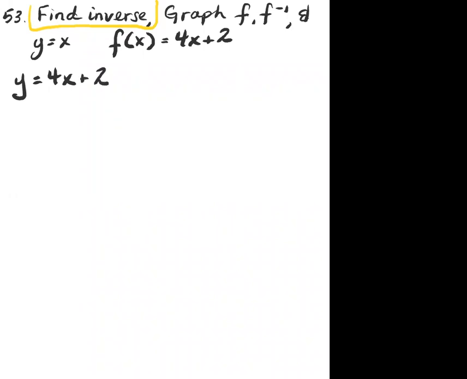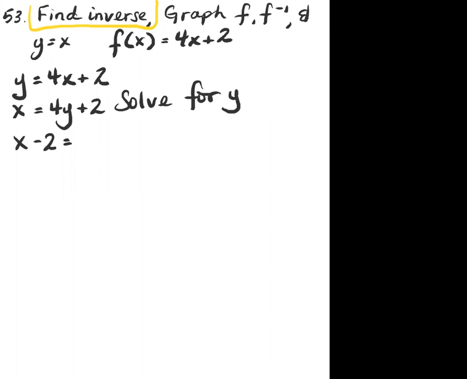So when I flip the coordinates, I just make x, y, and y, x. I'm going to do that in order to find the inverse. So I'm going to change it to x equals 4y plus 2. And I'm going to solve for y. So x minus 2 equals 4y. And x minus 2 over 4 equals y. That's your inverse function. Or 1/4 x minus 1/2. However you want to write it, both work.